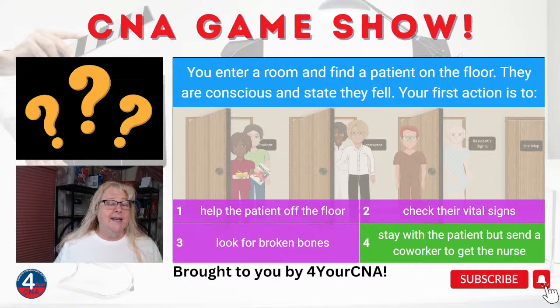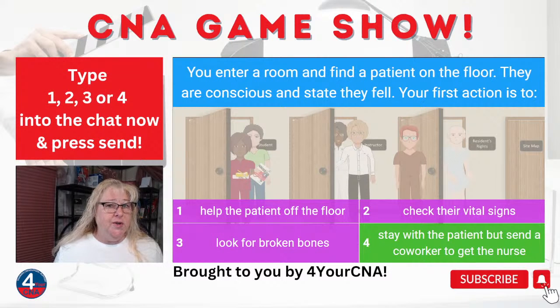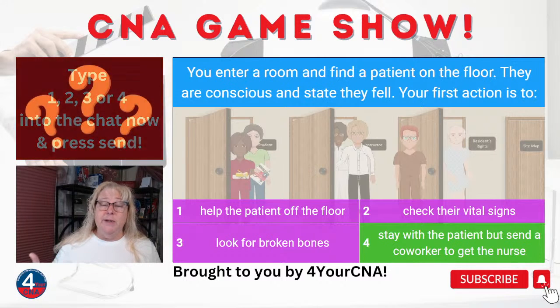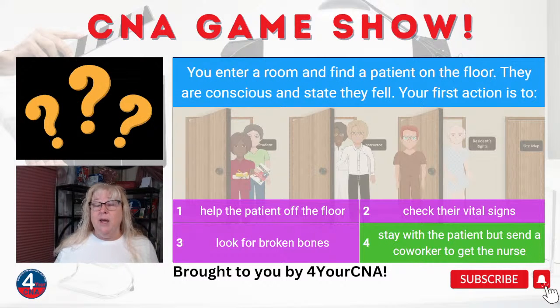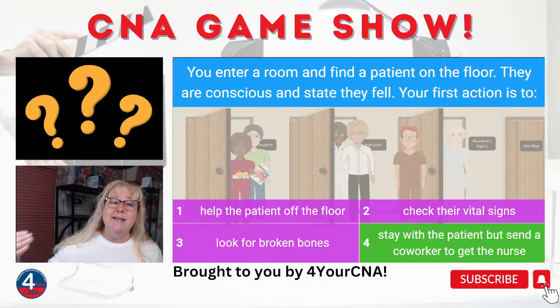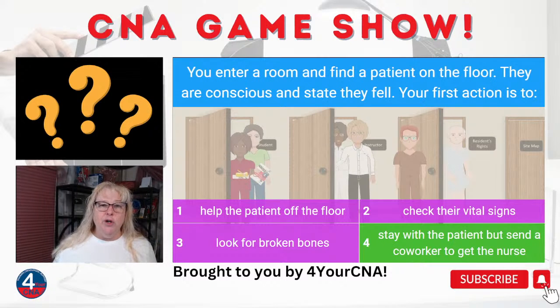And the right answer here is stay with the patient and send a coworker to go get the nurse. Remember, we never leave a patient in an emergency situation. You can't leave that patient. We don't want to help them off the floor because we don't know anything about their injuries. Checking their vital signs could potentially be a good step, but not until the nurse has assessed them. Looking for broken bones, again, it might be a logical step, but not until the nurse has assessed them.